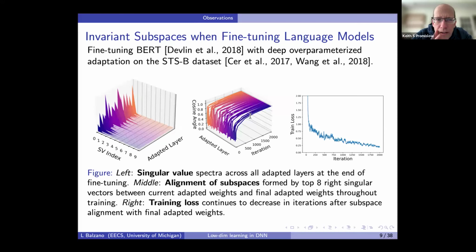Sorry to interrupt with a very naive question. The SV index, is that a log scale, or is that an actual number of singular values that are active? I mean, it doesn't seem like 8 or 7 is a reasonable number of singular values.